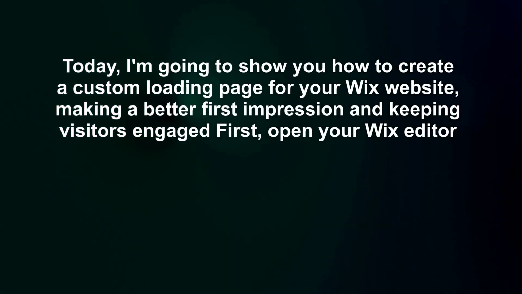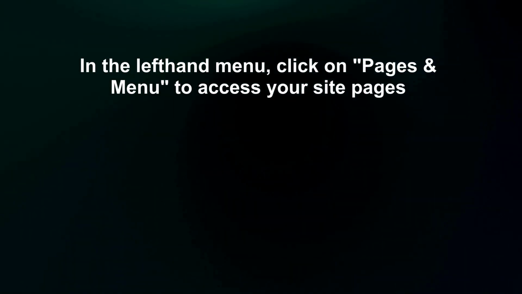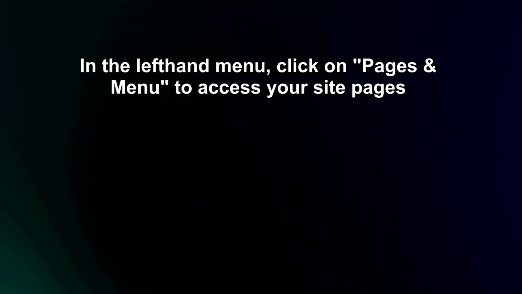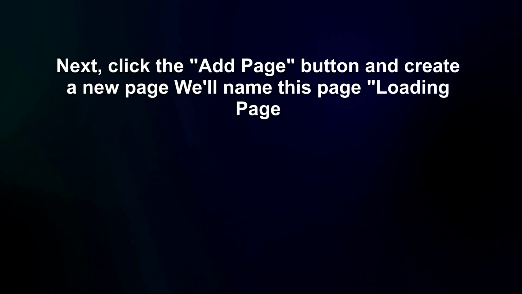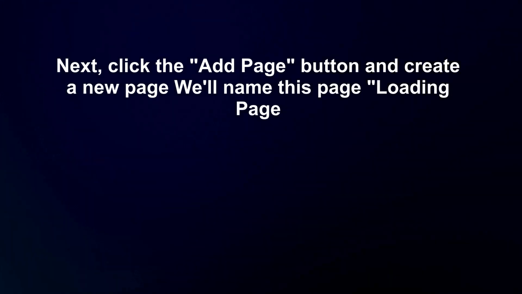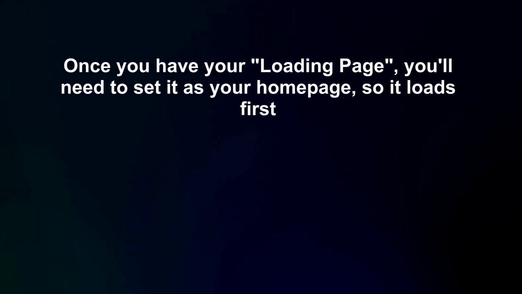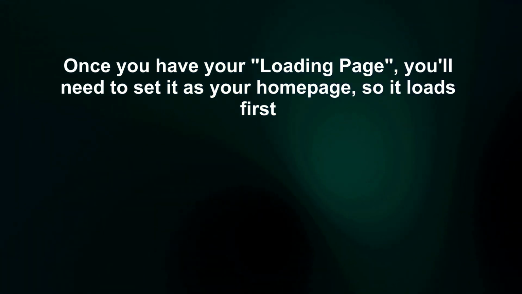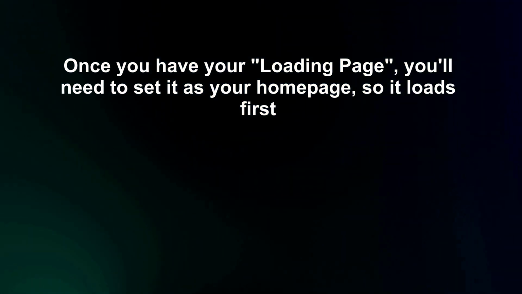First, open your Wix editor. In the left-hand menu, click on Pages and Menu to access your site pages. Next, click the Add Page button and create a new page. We'll name this page Loading Page. Once you have your loading page, you'll need to set it as your home page, so it loads first.